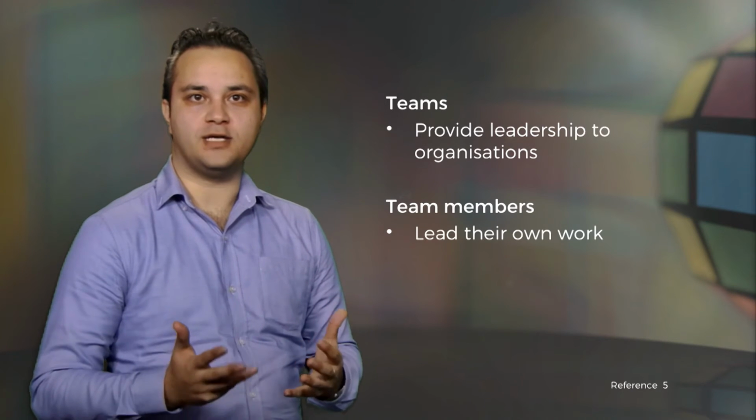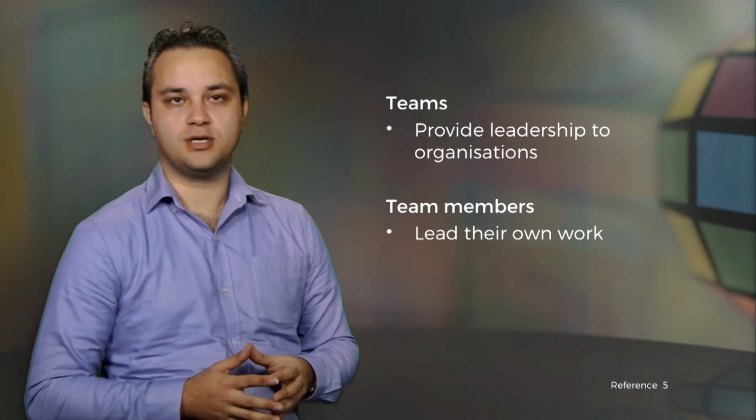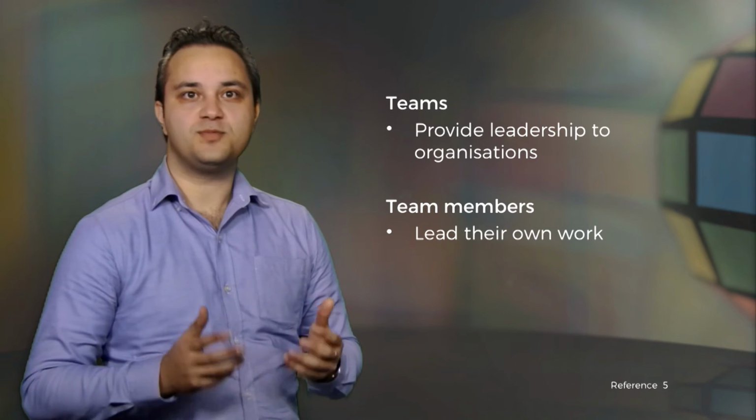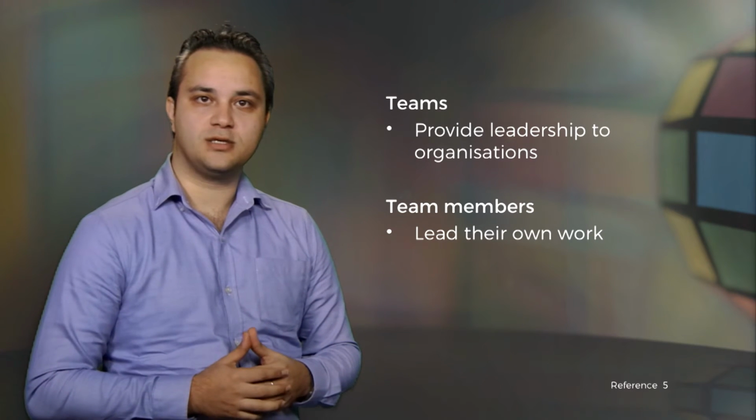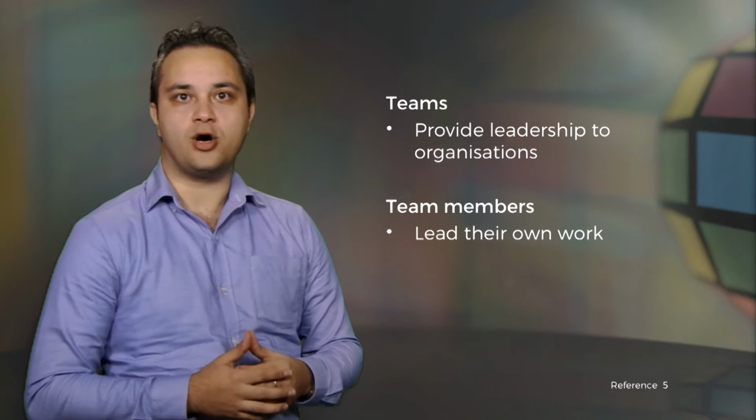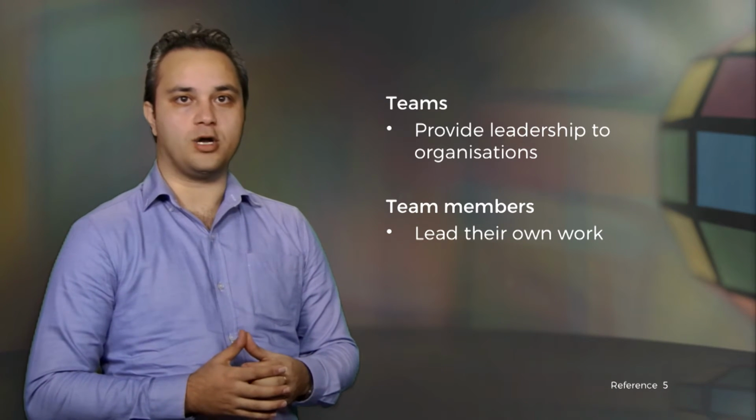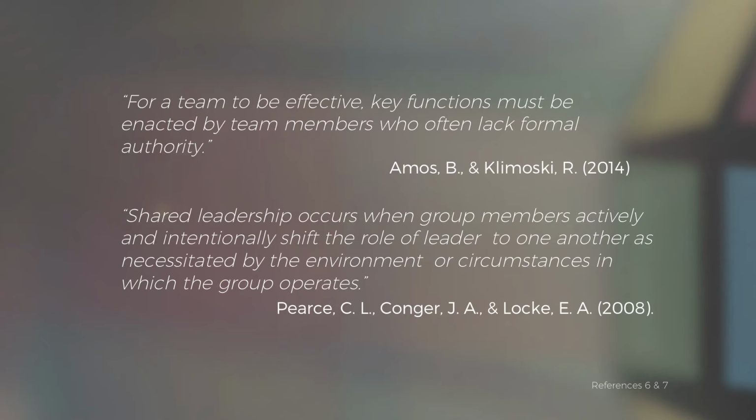There are two things we need to know concerning teams. They are, firstly, that teams provide leadership to organizations, and secondly, that team members are responsible for leading their own work. So we know that responsibility within the team may shift among leaders and team members over time. Amos and Klimovsky tell us, for a team to be effective, key functions must be enacted by team members who often lack formal authority. That is, team members share leadership.